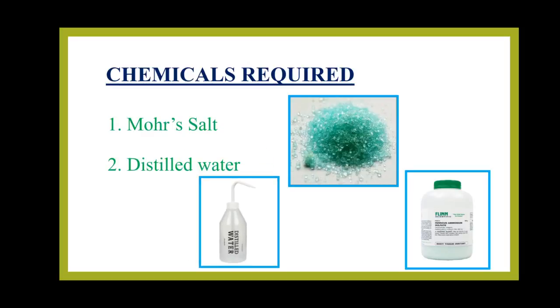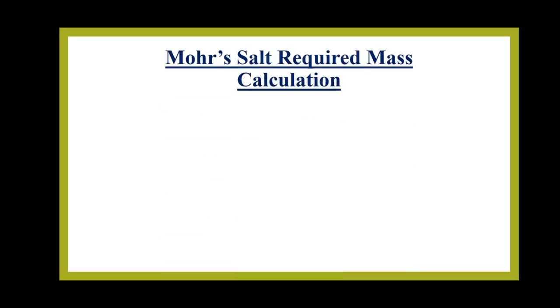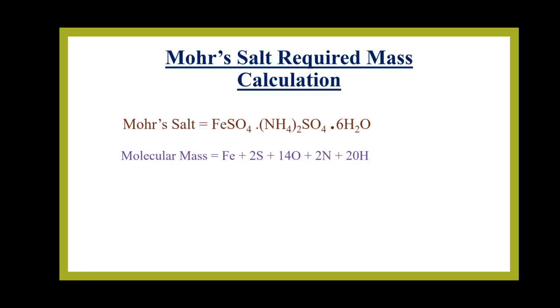Now the important part comes, the calculation of the required Mohr's salt, right? For that you should know the chemical formula, which is FeSO4 into (NH4)2SO4 into 6H2O, right? Now the molecular mass you can find out from this chemical formula, which is 392 gram per mole. So the molecular mass of Mohr's salt is 392.